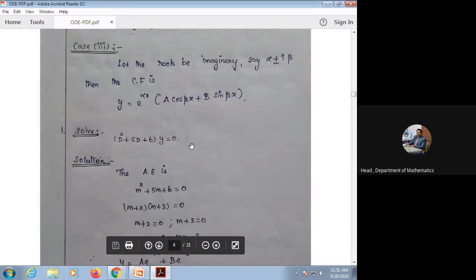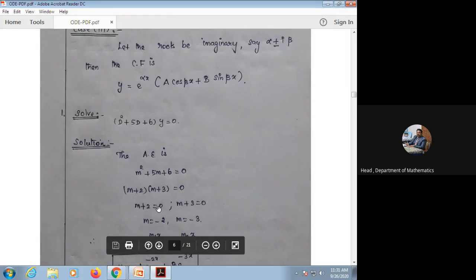Now we have to move on to the problem. The first problem is (d square plus 5d plus 6) into y equal to 0. For solving this equation, we have to find the complementary function result. So for the solution, we change this equation into auxiliary form by putting d equal to m. Therefore, we get m square plus 5m plus 6 equal to 0.